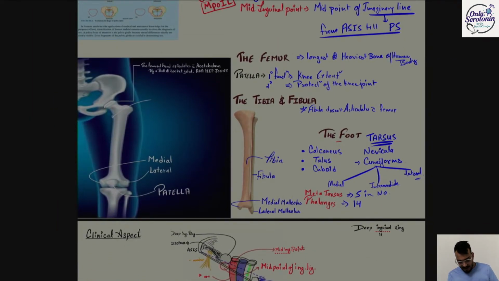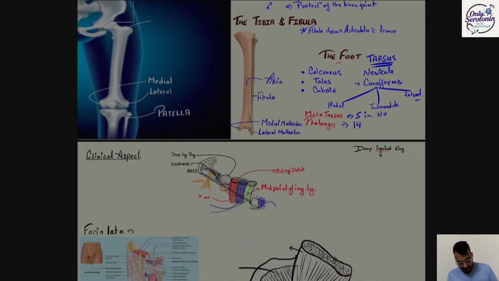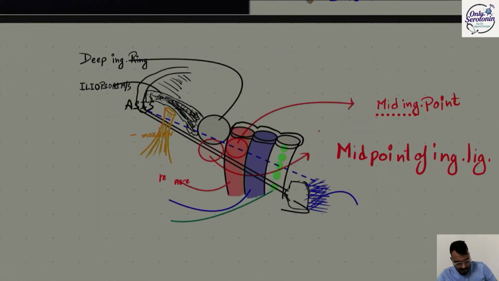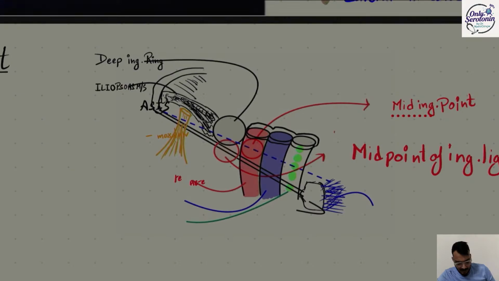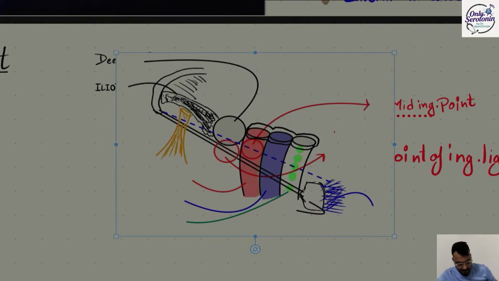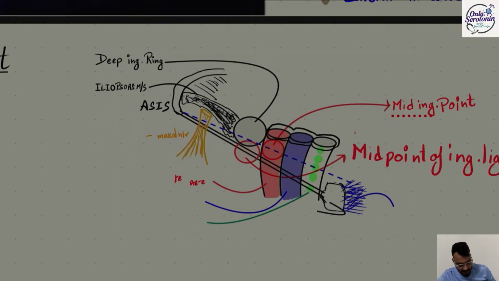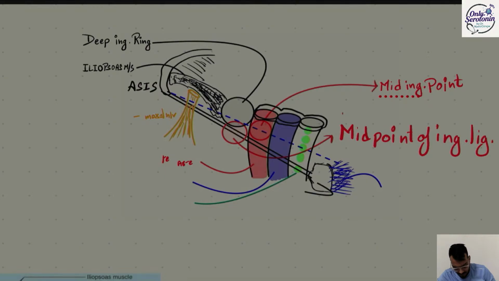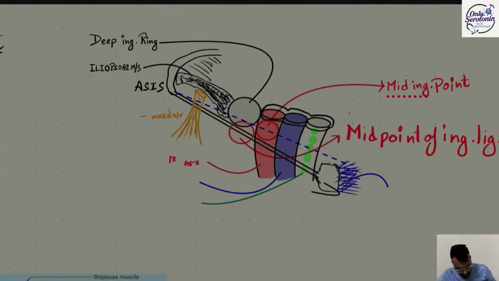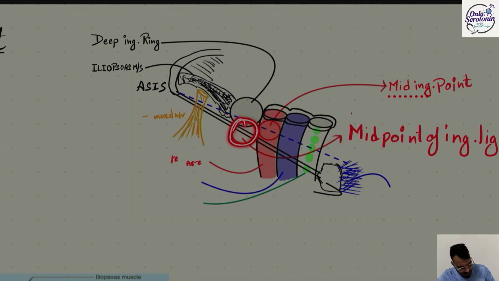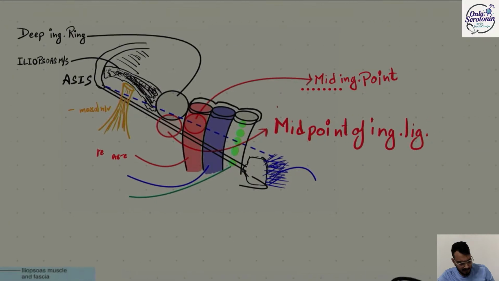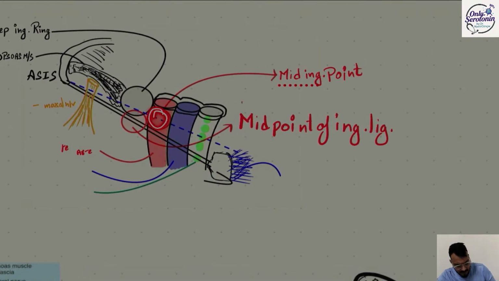Done, guys. Let's come to the clinical aspect of the hip. From the ASIS to the pubic tubercle, I am having a ligament. What is the name of that ligament, guys? The name of that ligament is the inguinal ligament. It is your inguinal ligament, right? And the midpoint of the inguinal ligament, the midpoint of this imaginary line, is the mid-inguinal point.